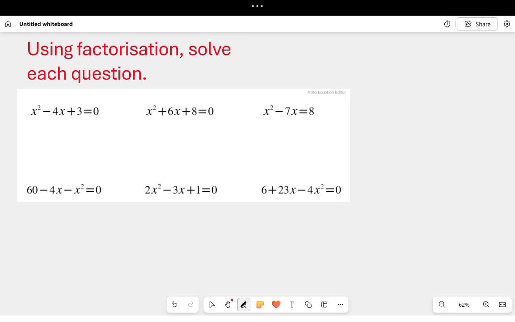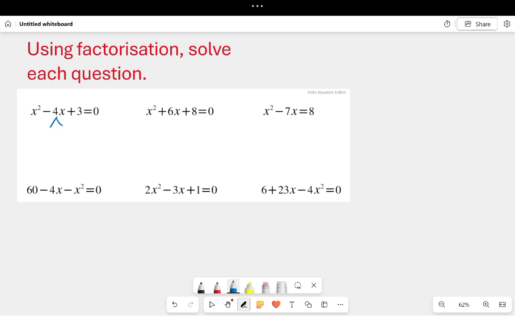Today I want us to do a quick revision of solving quadratic equations by factorization. For those quadratic equations where the leading coefficient, that is the coefficient of x squared, is 1, they are very easy equations to do. So for example here, we need to look for two numbers. When we add, we get -4, but when we multiply, we get +3.